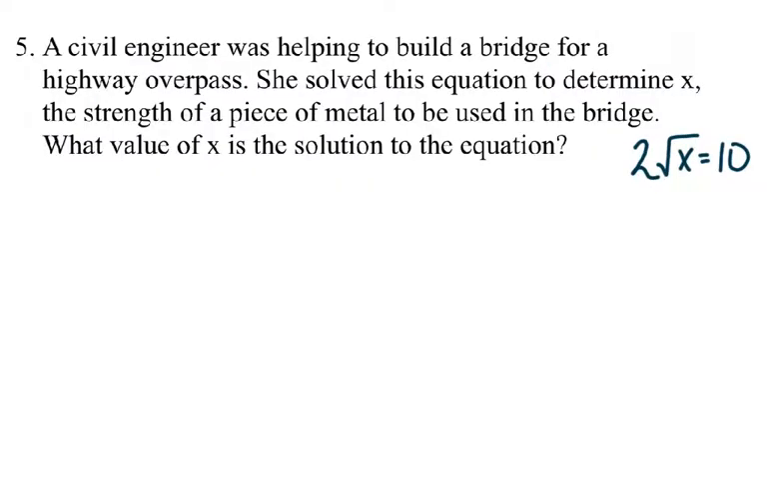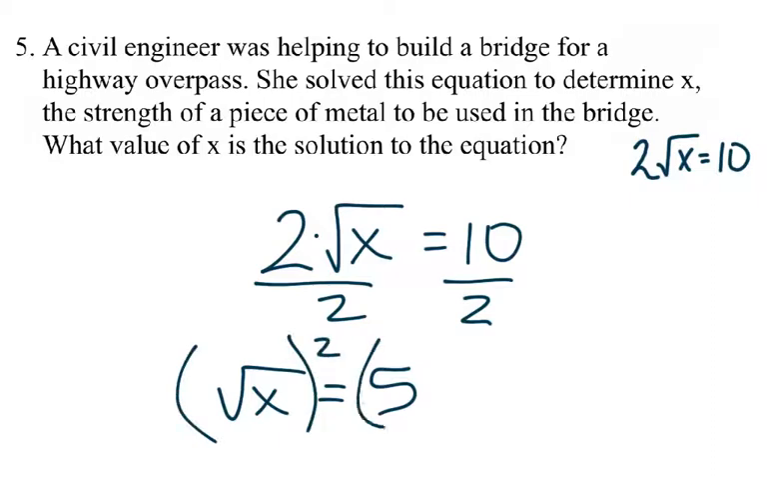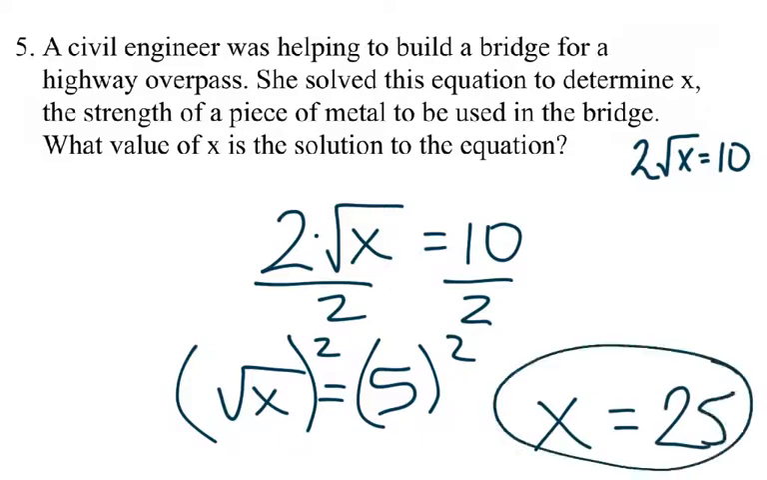All right, so go ahead and pause the video and read this one quickly. Okay, so all you're doing for this one is you're getting x by itself. So the first thing I'm going to do is get rid of the multiplying by 2, and you get rid of multiplication by dividing. And then the last thing I'm going to do to get rid of a square root, remember you square both sides. When you square a square root, it cancels out, so x equals 25.